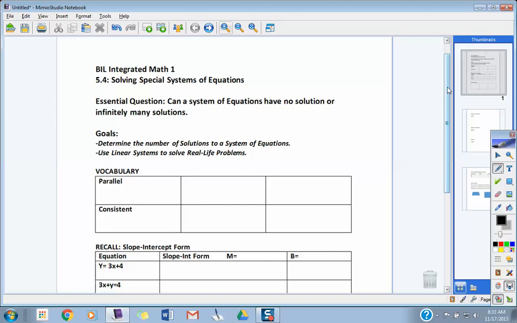Okay, and since it is a question, I should probably learn to punctuate a little better and put a question mark down here at the end.